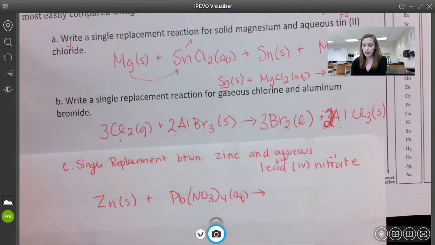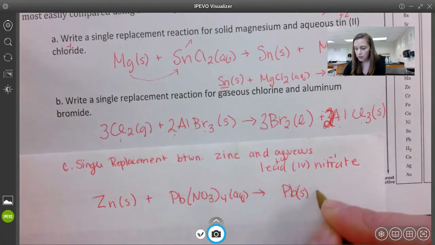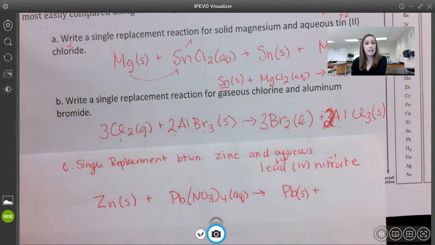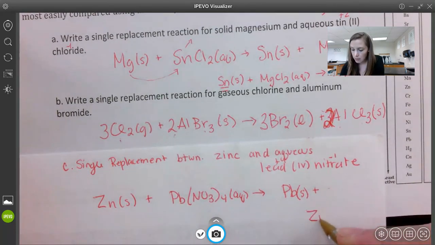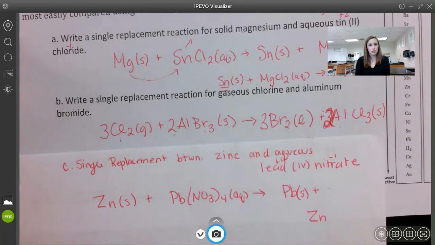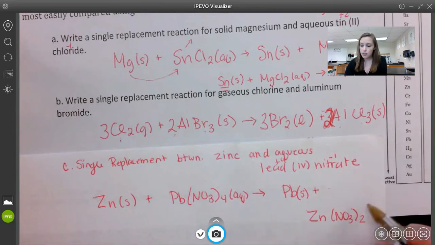So when we go to write the product, zinc is going to replace lead in the compound. So now we're going to have Pb solid by itself. And then zinc is going to be an element that has a +2 charge always. It's one of those exceptions within the transition metals section of the periodic table. So like I said, our new compound has to be based on their charges. So zinc is +2 and nitrate is -1. So in this formula, I just need the 2 nitrates, and then that will remain aqueous.